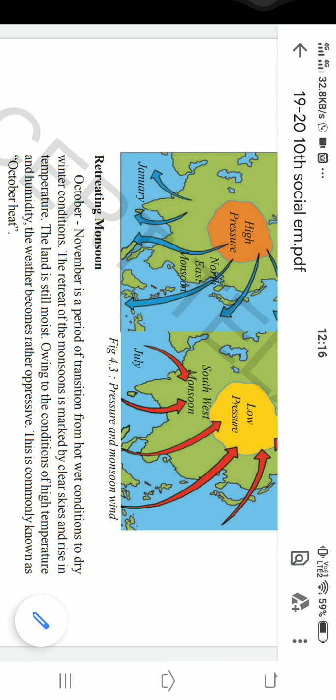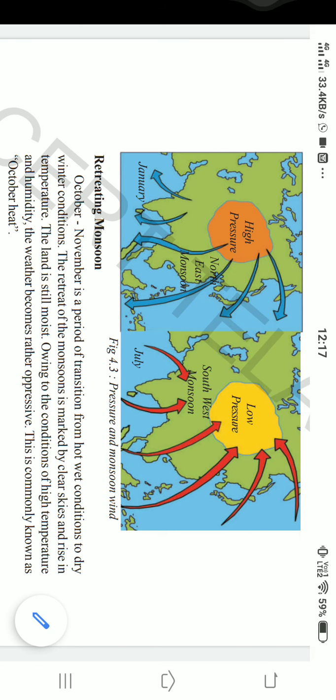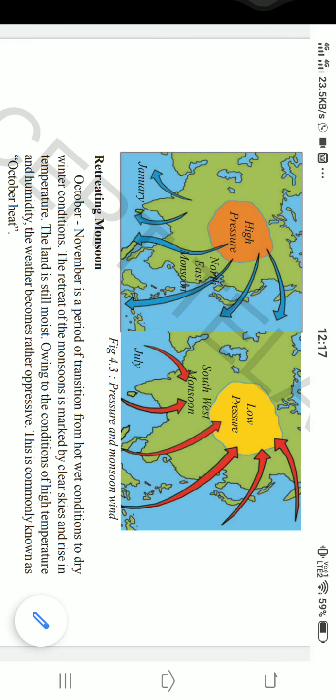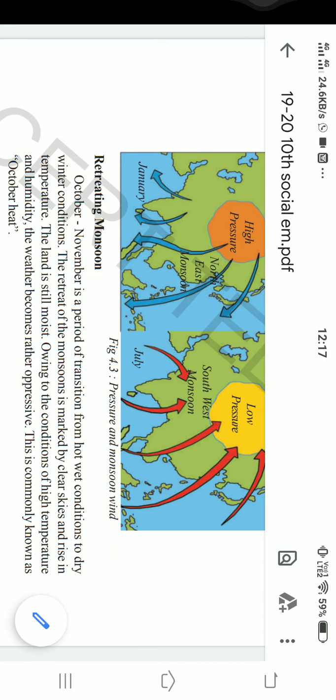This is advancing monsoons and this is retreating monsoons. See where it is from the southwest here, the red arrow marks. And when it comes to this figure, what do you see? The arrow marks turn reverse, right? As they turned reverse, these are called retreating monsoons.